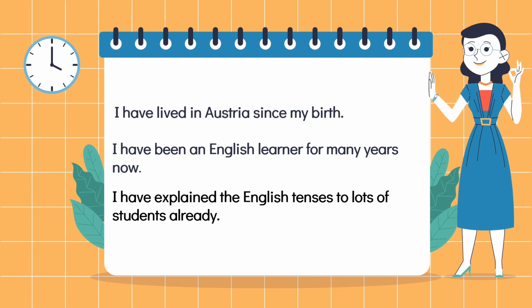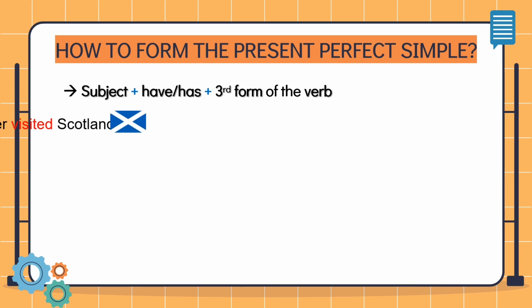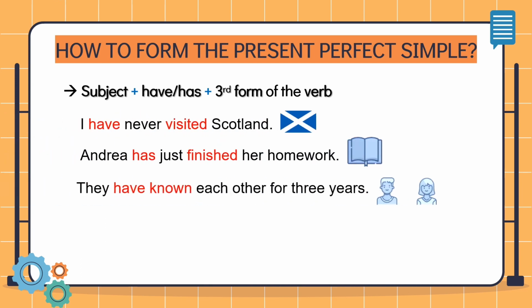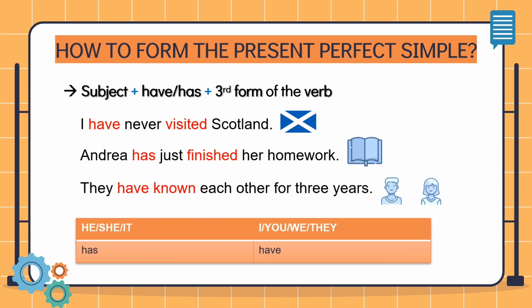Now have a look at these sentences. Do you notice something? Right. There are already 3 present perfect simple structures. Maybe you have also recognized how this tense is formed. Basically, you need a subject, have or has, and a third form of the verb. Looking at these examples, you will see that we use has for the subjects he, she, it, and have for the subjects I, you, we, and they.